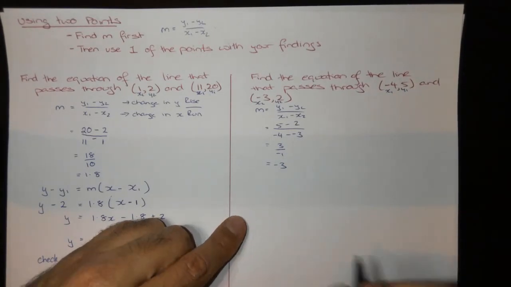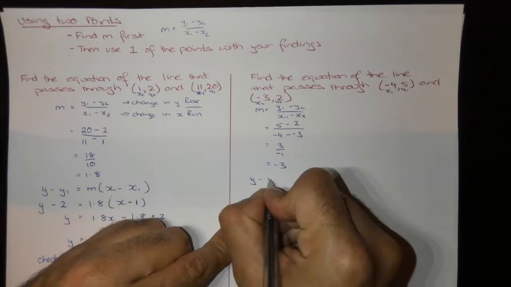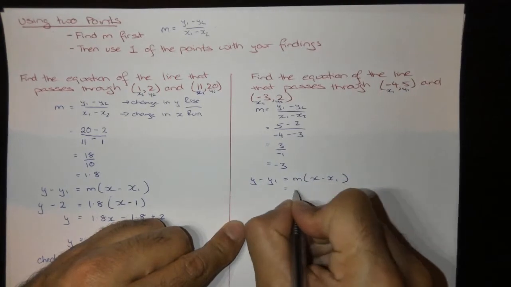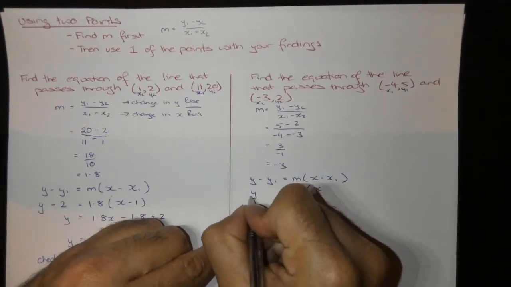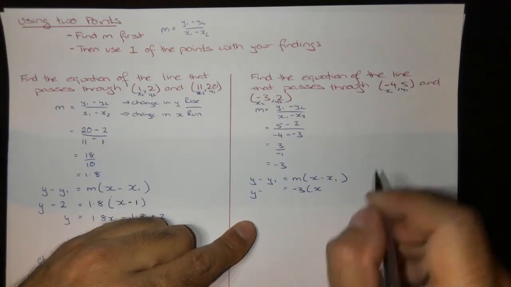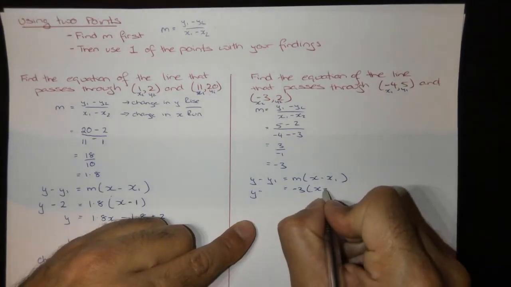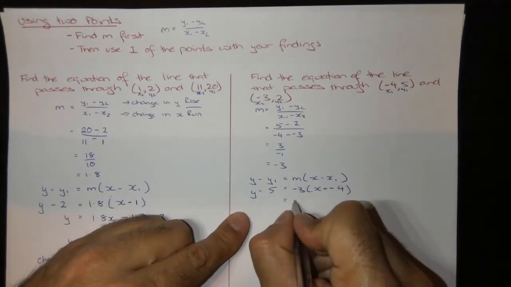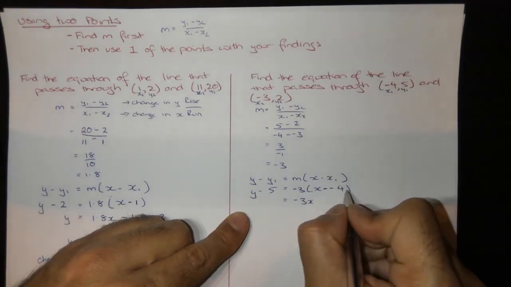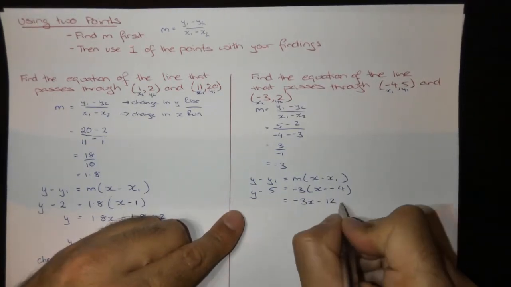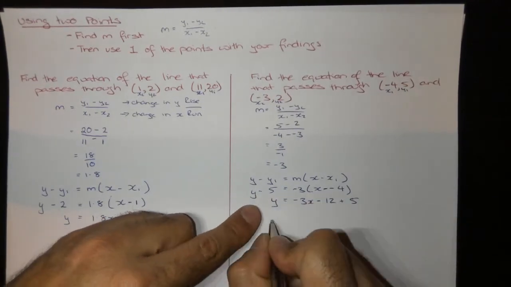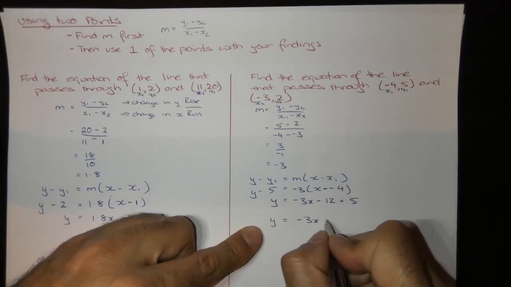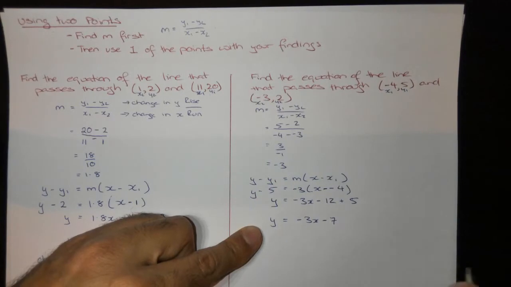Yep. Okay, I'm going to plug it into my point gradient formula. Gradient of -3. And I'll just use this point for the sake of it. So y minus 5 equals -3 times x minus -4. Negative 3x, that becomes a positive 4, so negative 12. I'm going to add the 5 over here. There's my y. Negative 3x minus 12 plus 5 means minus 7.